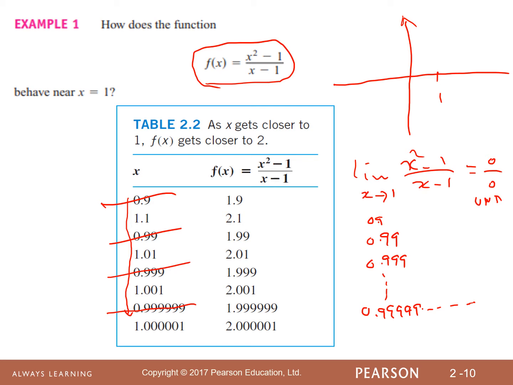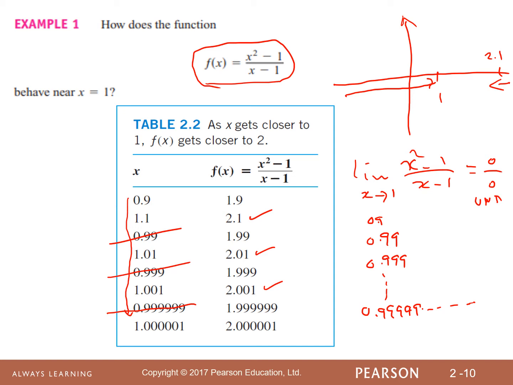Because as we get closer, I'm coming from the left. I'm stopping at something very close to 1, but not 1. I could also come from the right. If I start from the right at 2.1, then the next time I'll go 2.01. So these are different directions. I'm coming from the left and I'm coming from the right.